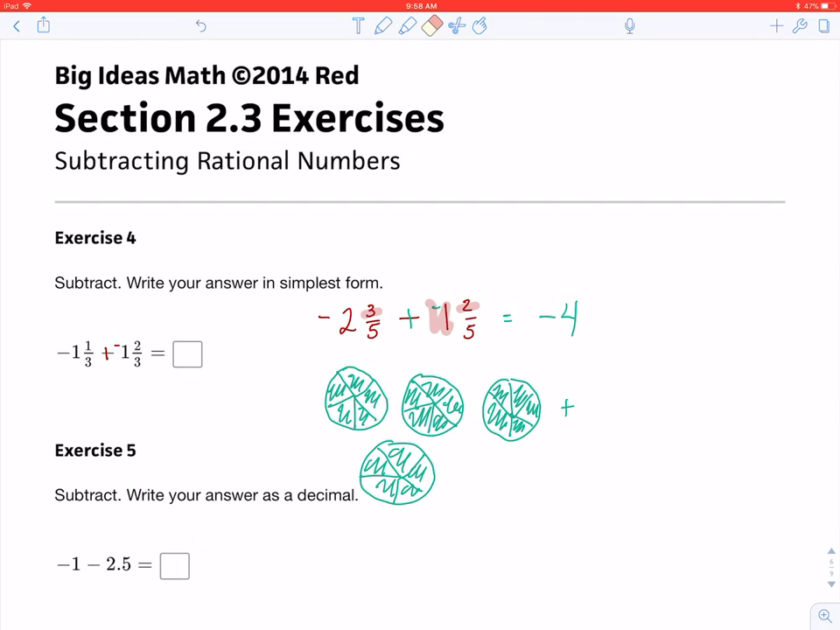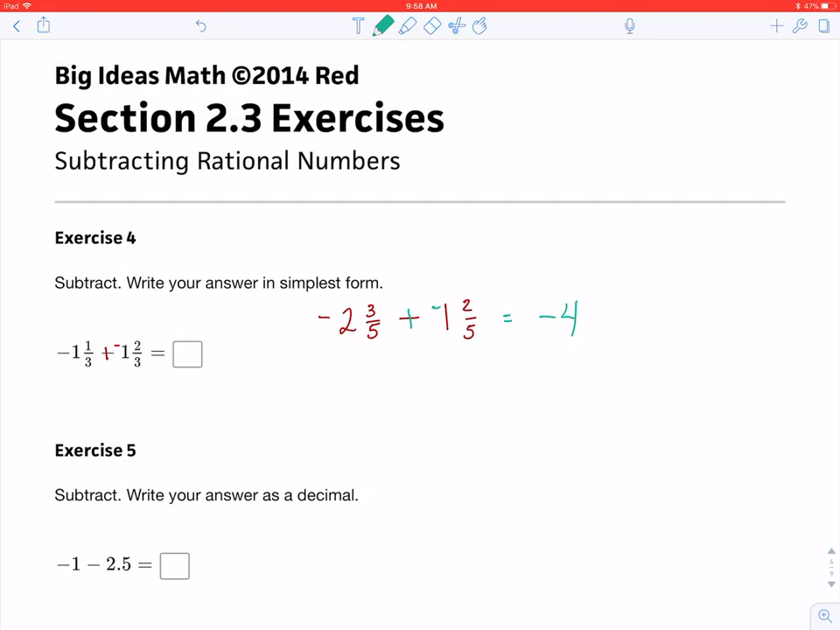Now for you thinkers who see things more by the numbers rather than by the drawings, let me go ahead and show you also how we could solve this. I could turn this into improper fractions, so this would be negative 13 over 5 plus negative 7 over 5, which is going to give me negative 20 over 5, and then negative 20 divided by 5 is negative 4. So whichever is faster for you, or whatever helps you understand it, is the technique that I want you to use. But I just wanted to show you both techniques.